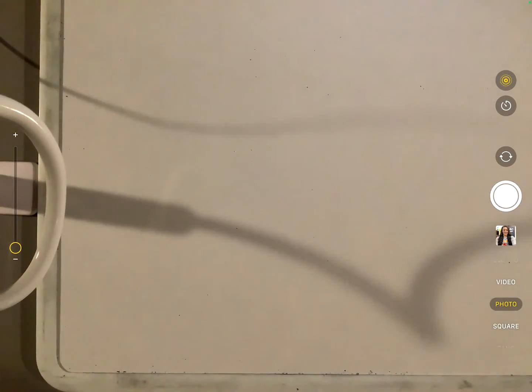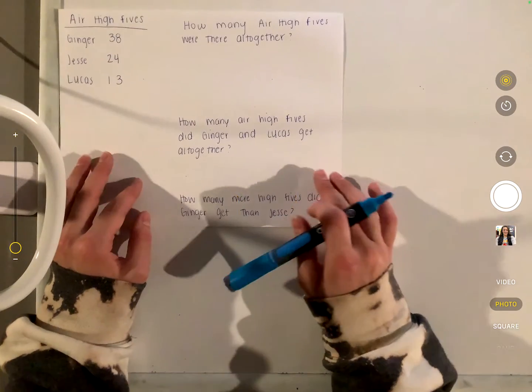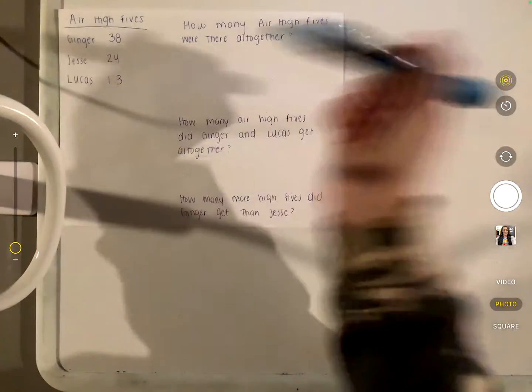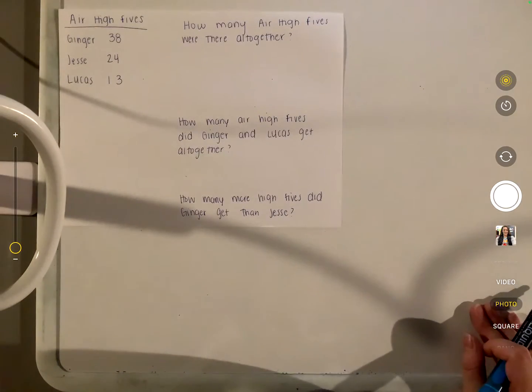I have this big old problem right here. We're gonna put it in the corner. Okay, so it says air high fives. Ginger, she got 38. Jesse, he got 24. Lucas, he got 13. Okay, now it wants to know how many air high fives there were all together.